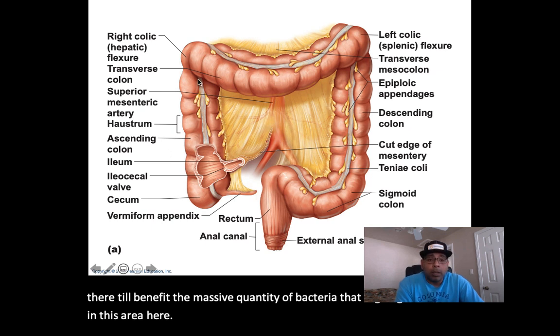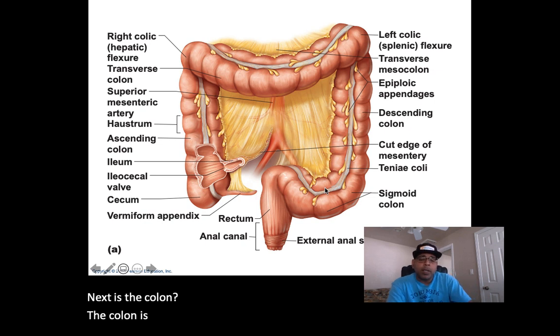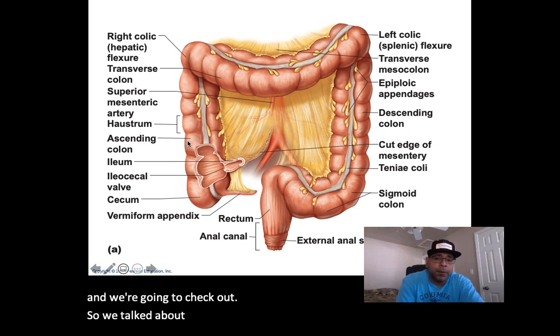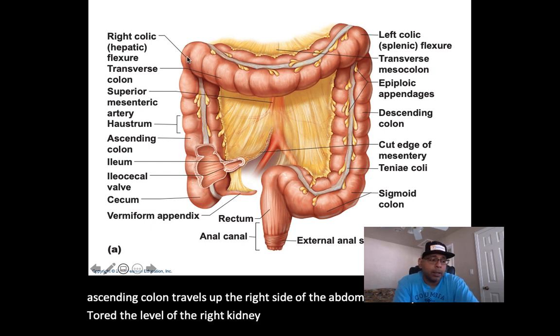Next then is the colon. The colon is going to have several distinct regions we're going to go through and check out. So we talk about the colon. You can see here first the ascending colon. Ascending colon travels up the right side of the abdominal cavity towards the level of the right kidney.